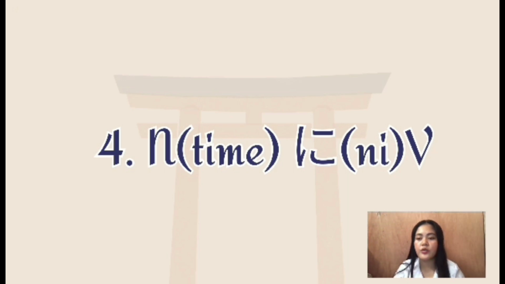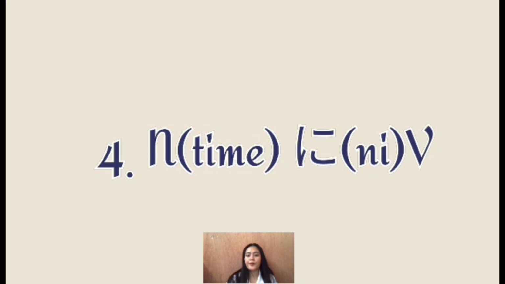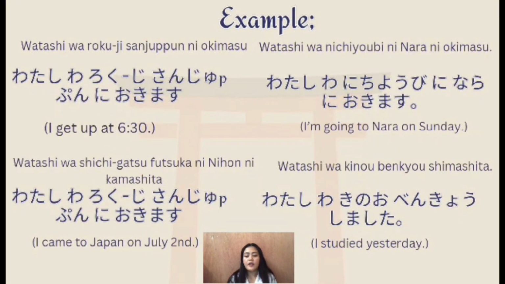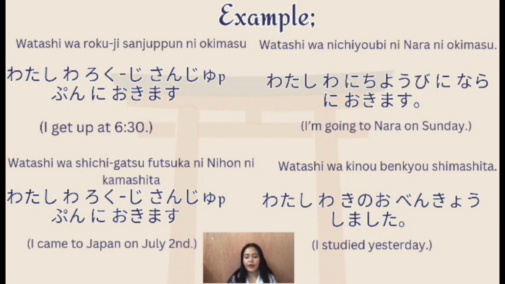The noun before it uses a numeral. It can also be added to the days of the week. Though if the noun does not use a numeral, ni is not added. Example, watashi wa rokuji sanjuppun ni okimasu. In English, I get up at 6:30. Dito naman, ang ni is ginagamit to indicate the exact time when the action happens, which is 6:30.